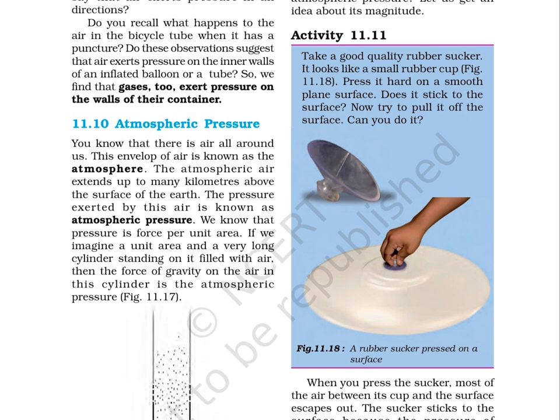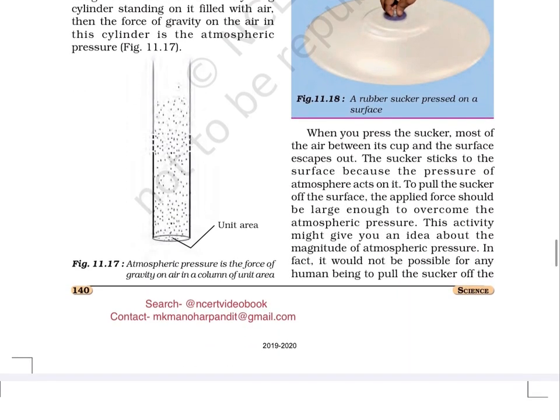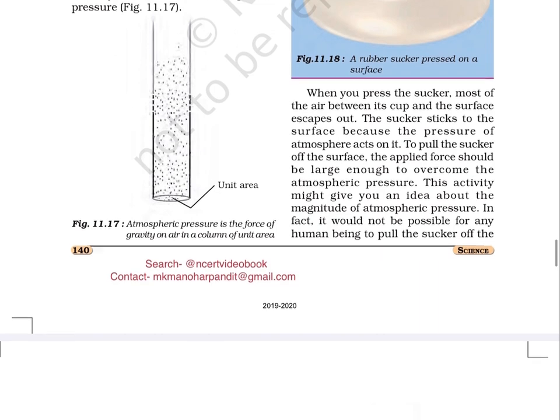When you press the sucker, most of the air between its cup and the surface escapes out. The sucker sticks to the surface because the pressure of atmosphere acts on it. To pull the sucker off the surface, the applied force should be large enough to overcome the atmospheric pressure. This activity might give you an idea about the magnitude of atmospheric pressure. In fact, it would not be possible for any human being to pull the sucker off the surface if there were no air at all between the sucker and the surface. Does it give you an idea how large the atmospheric pressure is?